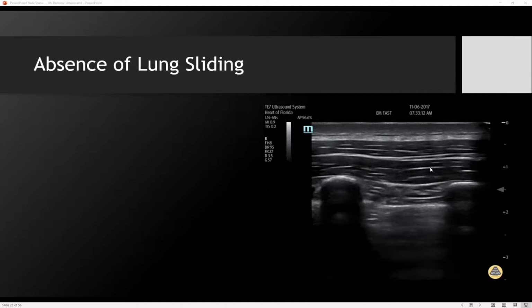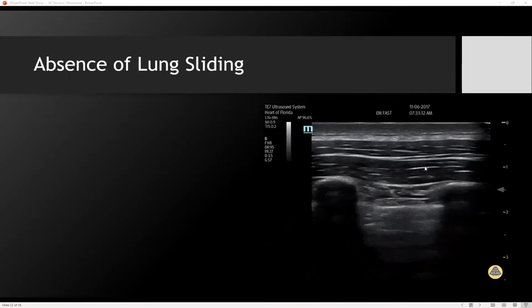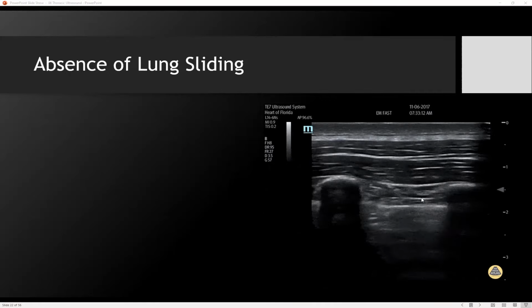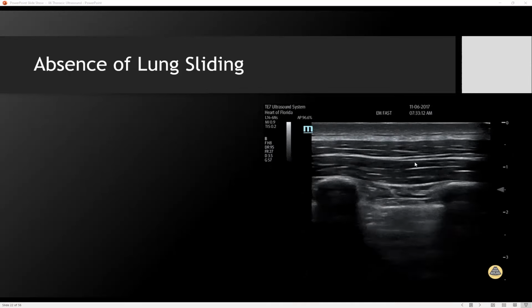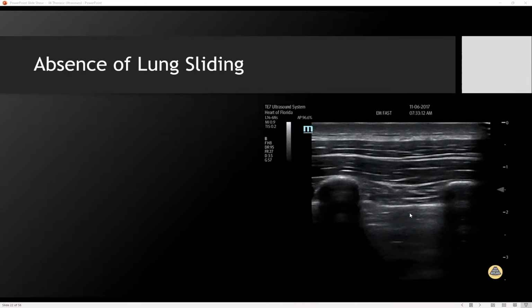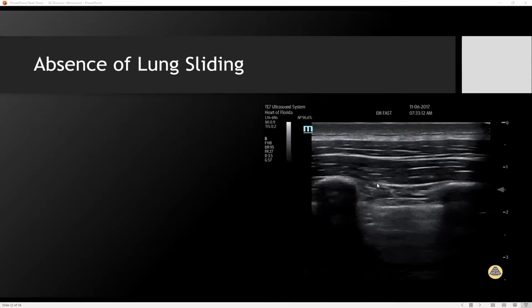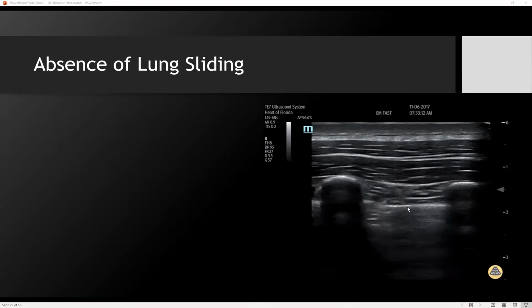Now, absence of lung sliding. Here you could tell this is one of the first pictures I gave to you all. And you could tell that there's some movement here, right? But this is the subcutaneous tissue and the lung tissue moving together. The lung is not sliding relative to the subcutaneous tissue. This is just someone whose chest wall is moving, or maybe they're inhaling or exhaling a little bit, but the lung here is not sliding.